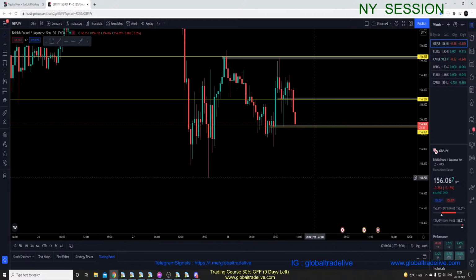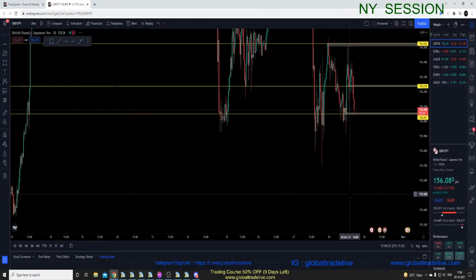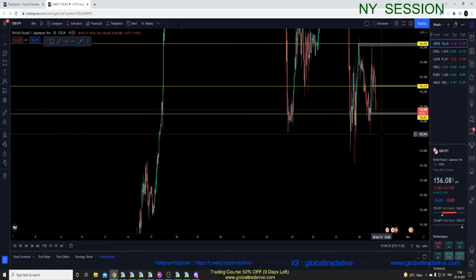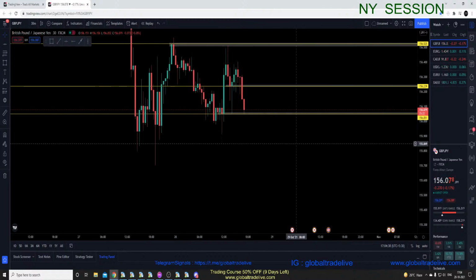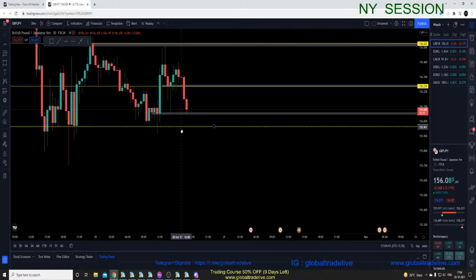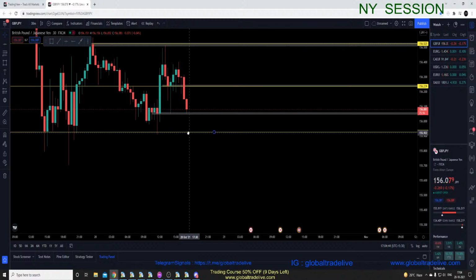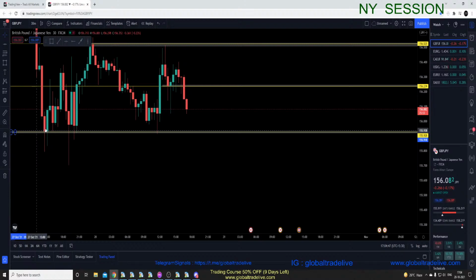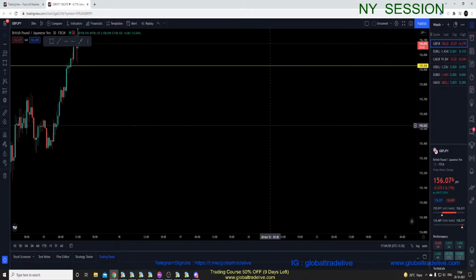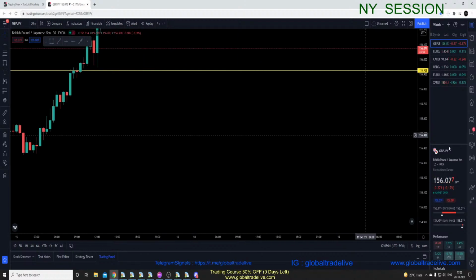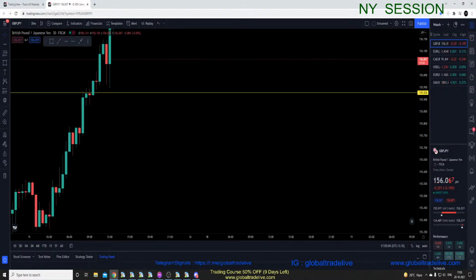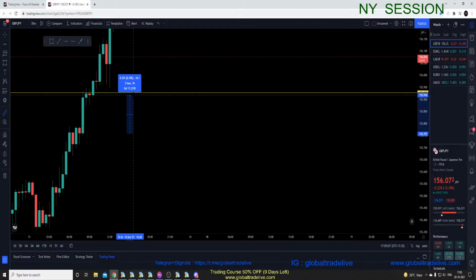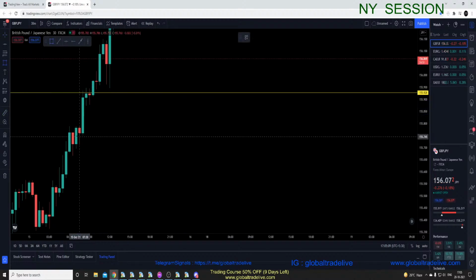Okay, so let's just squeeze the graph and see if we have a clean range. So what I'm going to do is shift this over here. Okay, perfect. So I'm going to look for sells below 155.928, and let's have a look at the target areas. Let me just calculate the range. The range is about 16-17 pips.